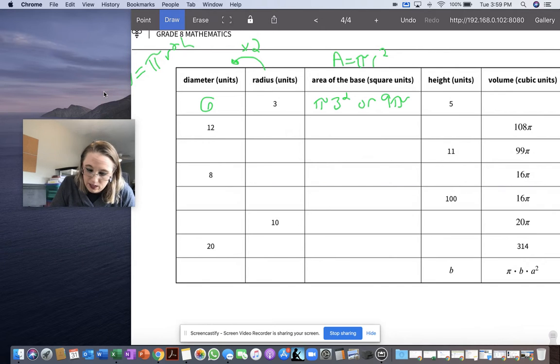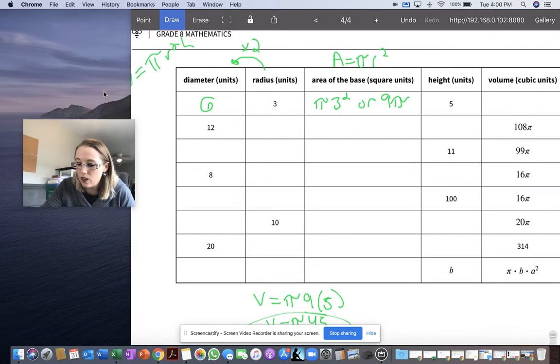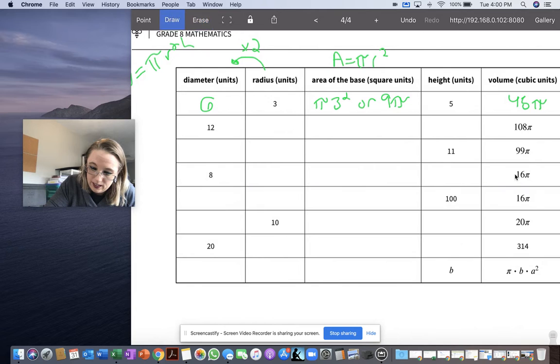To solve for our volume, that's what we're solving for now. Volume equals pi times 9 times 5. We already know where the 9 comes from, so I don't need to rewrite that. Volume equals pi times 45, and there is no need to simplify this because the rest of your answers are all in pi. So your answer is 45 pi. We're going to call that one number 1. So number 2.